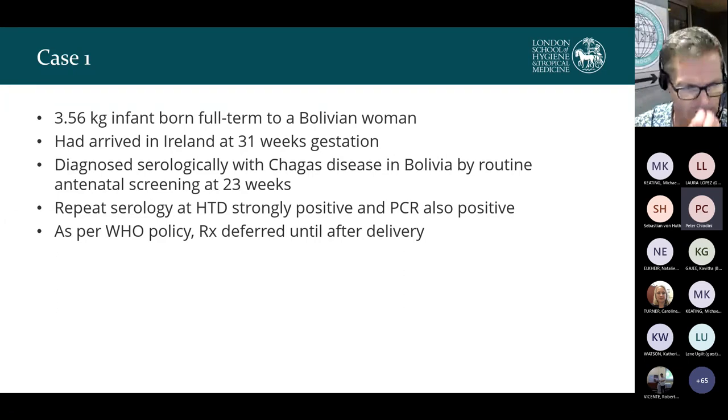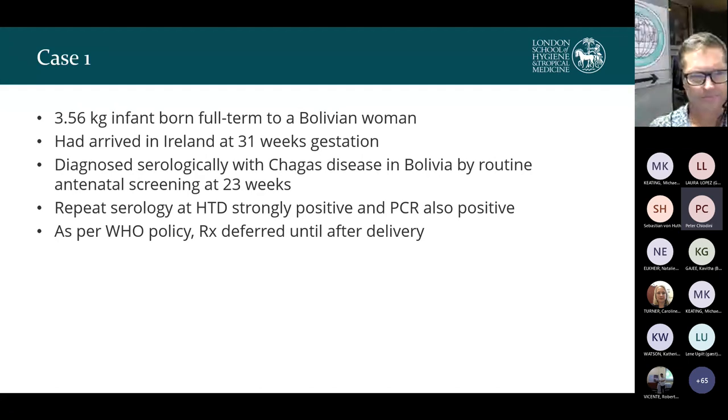Okay, well, I'm going to focus on vertical transmission, and we have two cases that occurred in the Republic of Ireland that we advised on and helped with the management of. They're in the public domain, they're published, so you'll be able to read in more detail if you wish to do so. First one was a healthy infant born 3.56 kilograms at full term, and crucially to a Bolivian lady, and you'll hear more about Bolivia later.